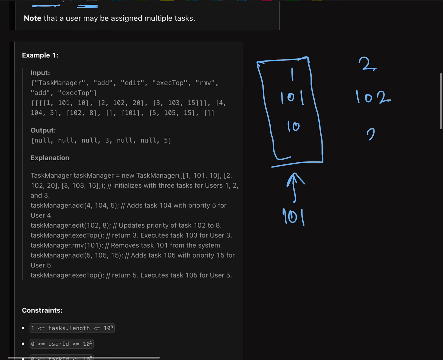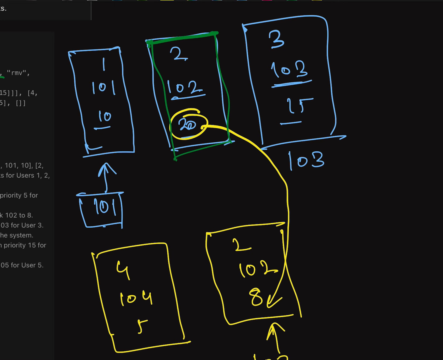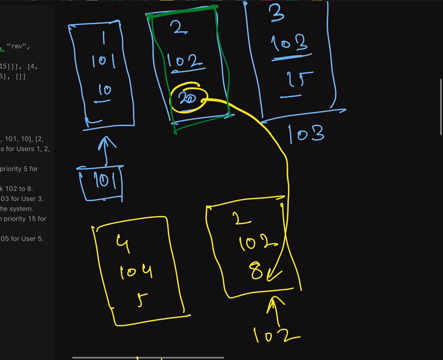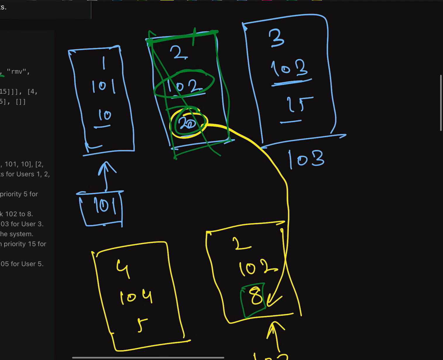Okay. Next is execute top. If I do the execute top, then what will be the highest priority here? In the priority queue, I'll get this 20. But is this actually correct? No. Why? Because I'll check the 102 tax ID. What is the current updated data? The current updated data has priority 8, which is different from 20. So I'll just discard this and go to the next data.